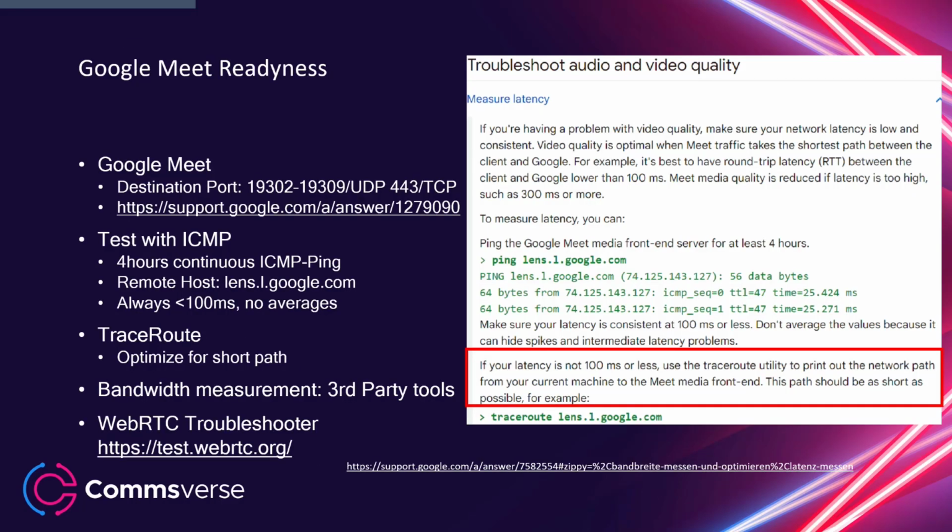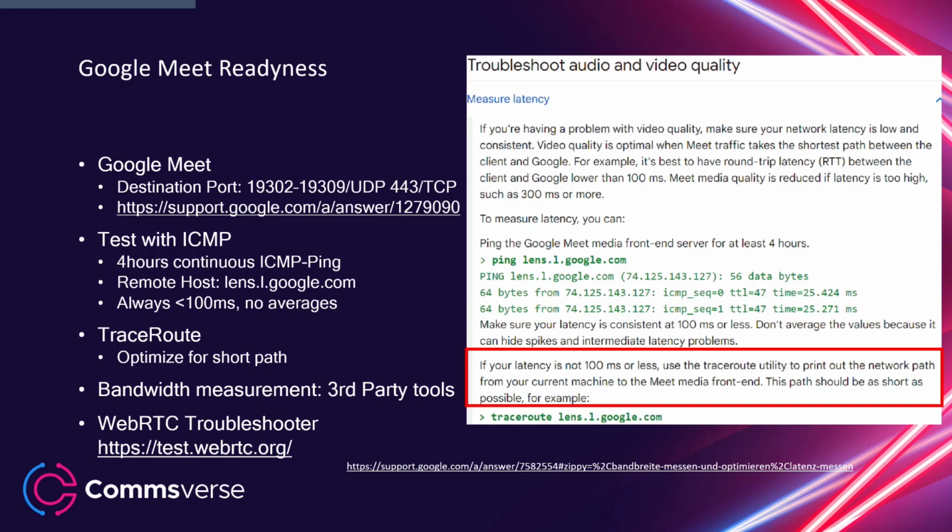Pretty nice. But it's not only Teams. Are you sure that your users are not also using Zoom or Google Meet because they are invited to other companies? They use the same stuff. That's a sample from Google, for example. If you want to check the latency to Google, ping lens.google.com, and then the most important thing is, if your latency is not under 100 milliseconds, the magic 100 again, use the trace route to find the path and find out why it's not that good.